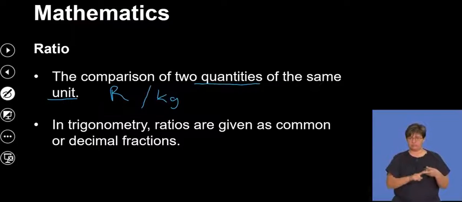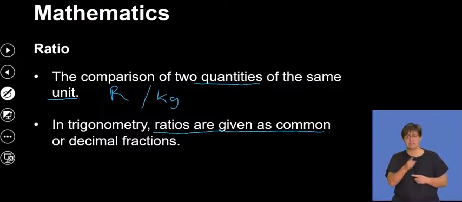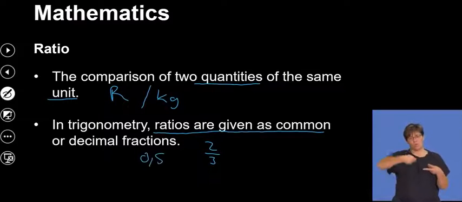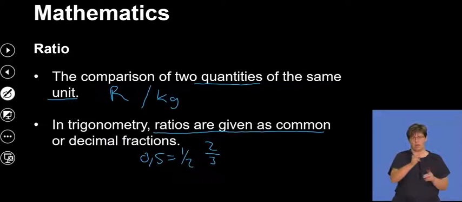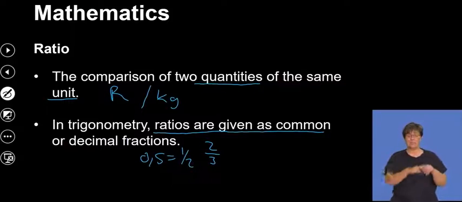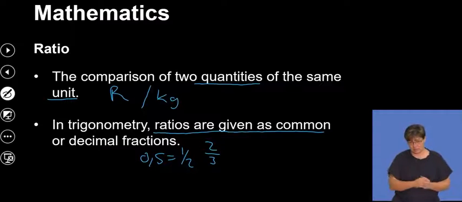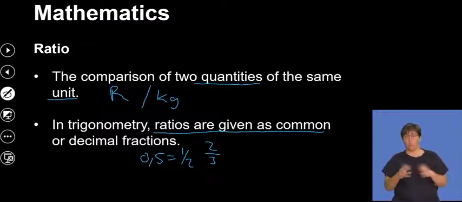In trigonometry, ratios are given as common fractions or decimal fractions. So that means it can be given as 2 over 3, that's a common fraction, or it can be given as 0.5, which we know is the same as 1 over 2. So it can always be given as either a common fraction or a decimal fraction, depending on what the instruction is at the time. Remember, at times the instruction says round off to 2 decimal places or leave your answer in the simplest fraction form. You just need to look at what the instruction is at the time.